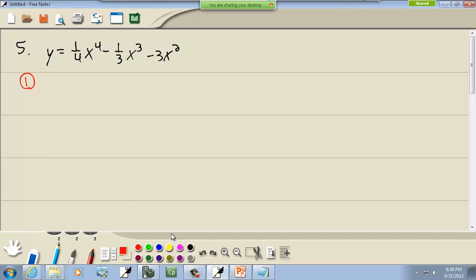Well, remember our 3 steps. First step is to find our derivative. So y prime would equal, and take your power, put it out in front, lower your power by 1. Take your power, put it out in front, lower it by 1. Take your power, put it out in front, lower it by 1. So these cancel. 1/4 times 4, so that gives us x to the 3rd. This 1/3 times 3, that cancels, so that gives us minus x squared. And then this one here gives us negative 6x.